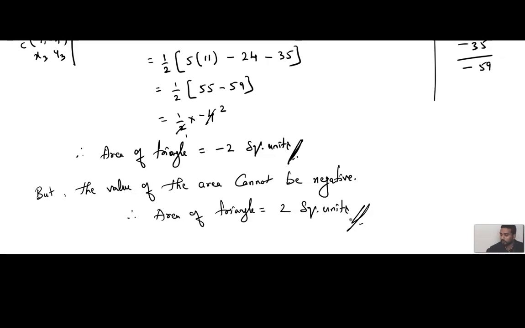Usually they may do this kind of thing in MCQs. Area of triangle like minus 2, plus 2, like that they may give you the answer. If you solve, you get minus 2, but you have to take the answer as plus 2 only. Be careful with this step. Done? Good. Now we are going to solve the next problem.